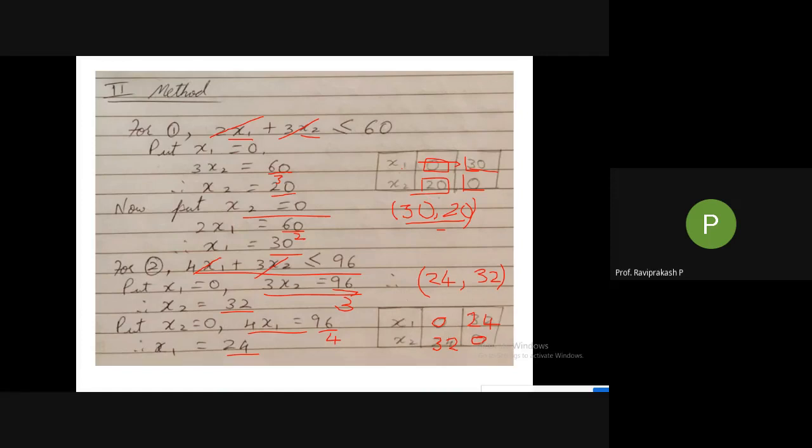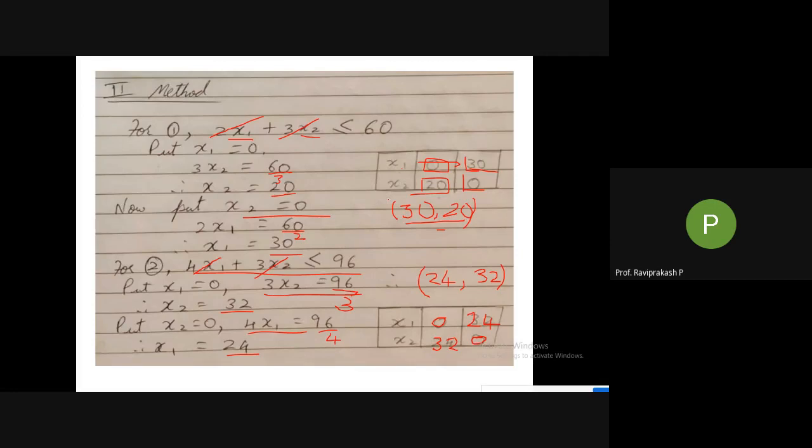So this is 24 and not 32. Here it is 32 and not 24. That was the mistake that I did yesterday. So even for you also, for the same reason I put it here, even you can do the same mistake. So always remember where you are writing x1 and x2.